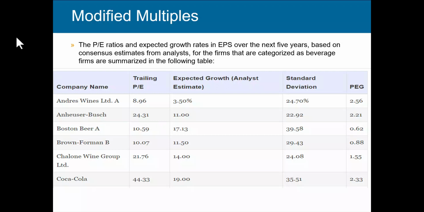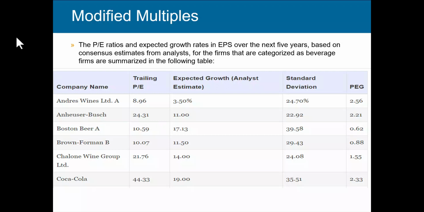Now look at this, the list of all the companies which are into beverages. Now beverages can be either alcoholic or non-alcoholic. Fine: beer, Coke, Pepsi, wine, all kinds of other alcoholic beverages.